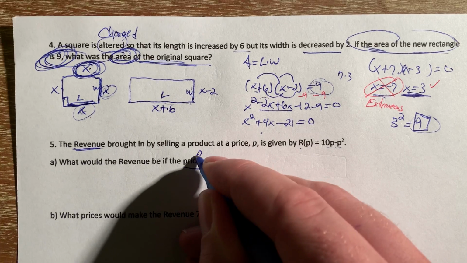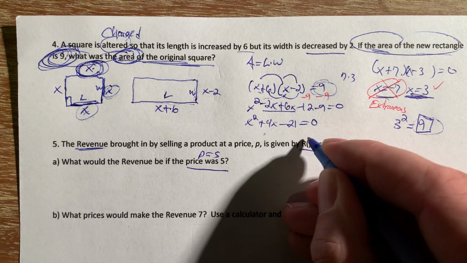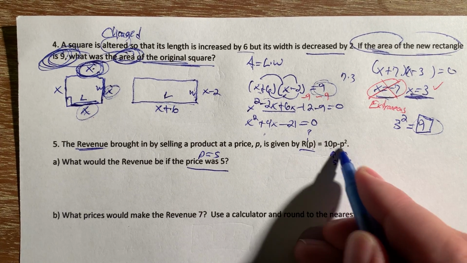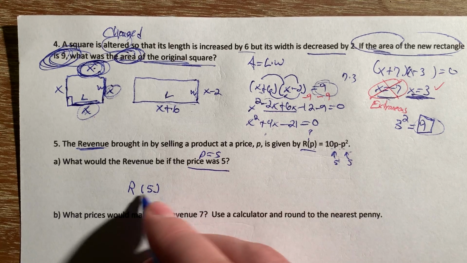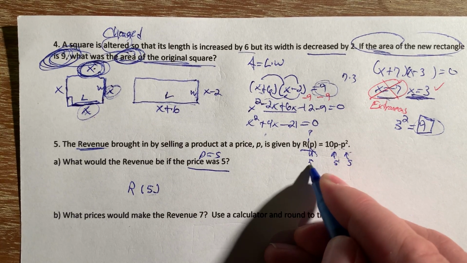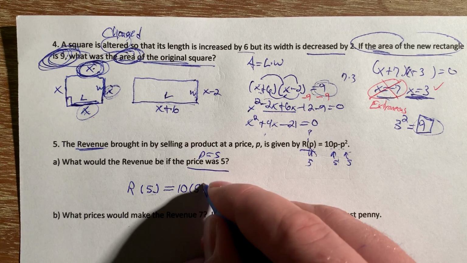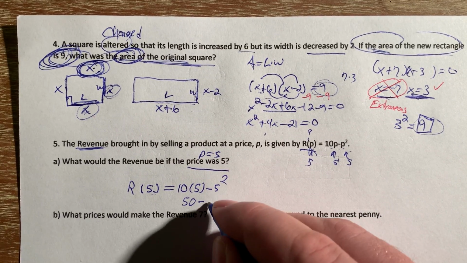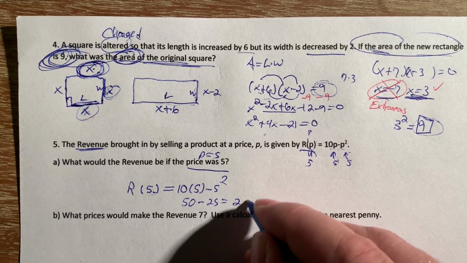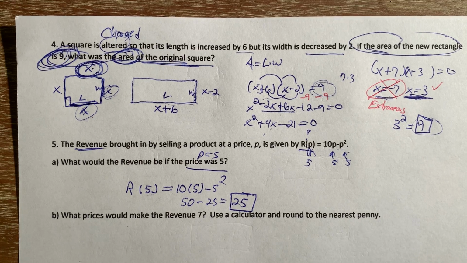So the price is 5, so we're going to put in 5 for the price, and it wants to know what the revenue needs to be. Well, if we just put in 5, it'll tell us the revenue. So the revenue when the price is 5, we write it as R of 5. When P is 5, we put in 5 there, is equal to 10 times 5 minus 5 squared. 10 times 5 is 50. 5 squared is 25, 50 minus 25 is 25, and so the revenue would be 25.